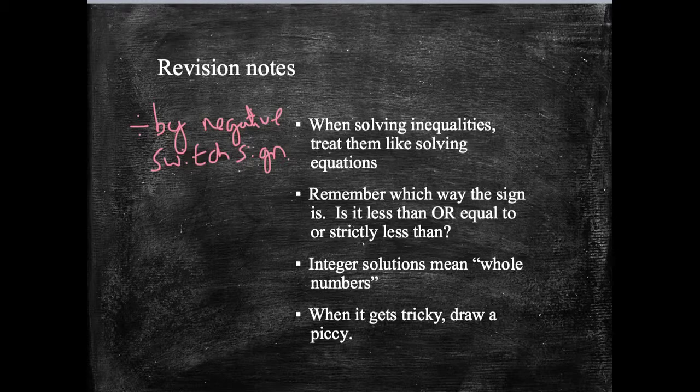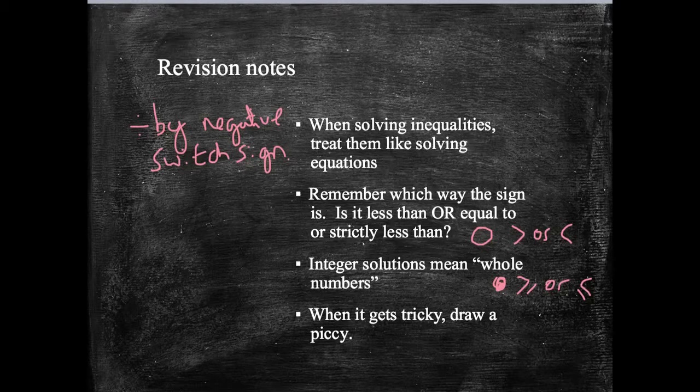So if you take out the inequality, replace it with an equals because you find it easier to do, remember which way it is. And remember that when you are writing your number on a number line, it's open if it's less than or greater than, and you colour it in if it is greater than or equal to or less than or equal to.